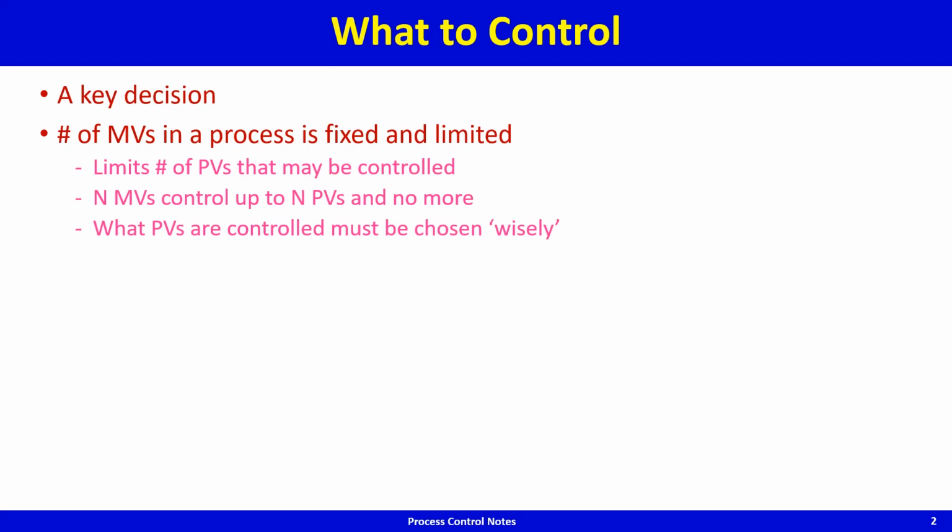So if you have n manipulated variables, then each manipulated variable can control up to one process variable. So for n MVs you can control up to n PVs and no more. Therefore, because you are limited in the number of things that you can control, what are those PVs that are controlled must be chosen wisely.